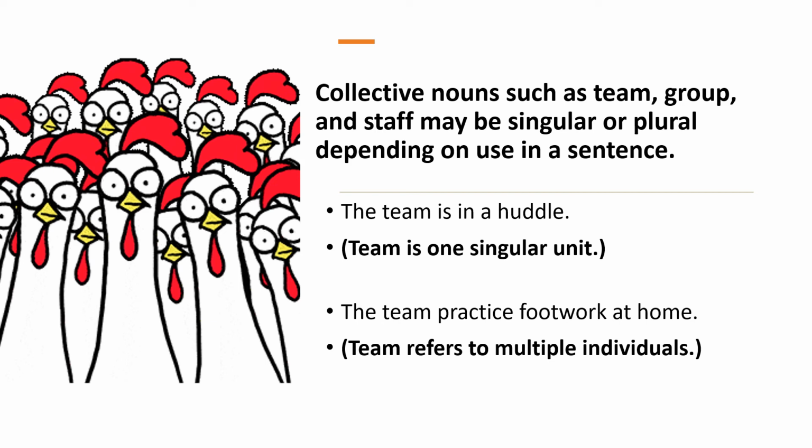The next sentence, the team practiced footwork at home. Okay, this is not the same. Yes, it's talking about the team and the team members. However, it's not as one collective group, like the one collective huddle. All of these different team members are at their own homes practicing footwork. So sometimes, again, it helps to visualize in your mind what is going on per the description given in the sentence to see if it makes sense and see which verb you should use.